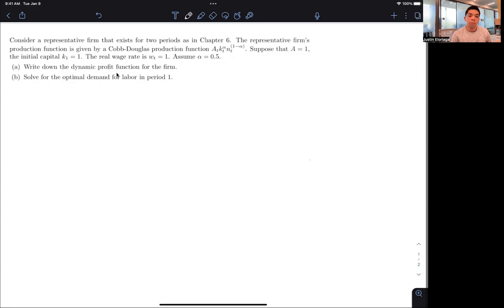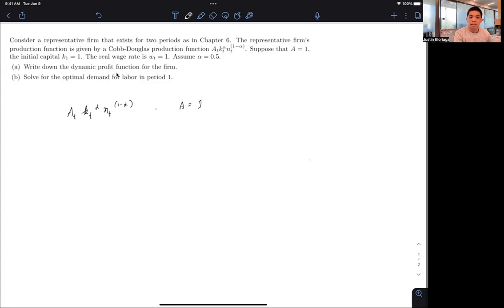If you look at this first problem, the representative firm's production function is given by A_t K_t^alpha N_t^(1 minus alpha). K_t represents the capital stock and N_t represents the labor hours. A_t is some technological scale, but for this problem, we suppose that A is equal to 1. So that scale is just a constant.